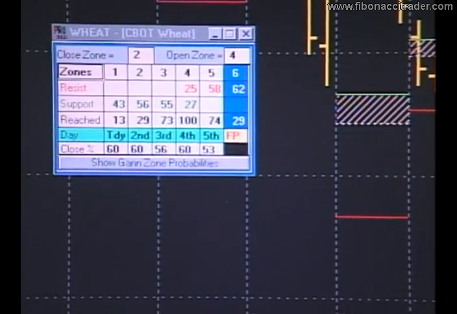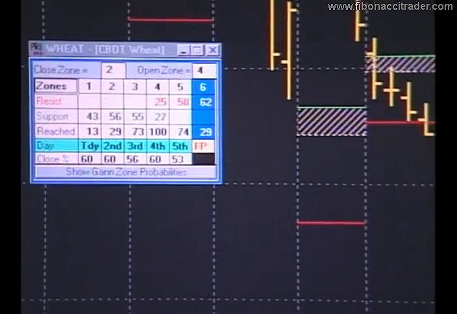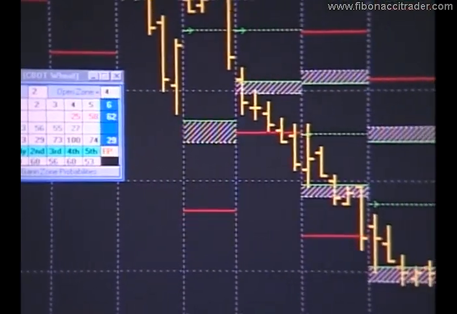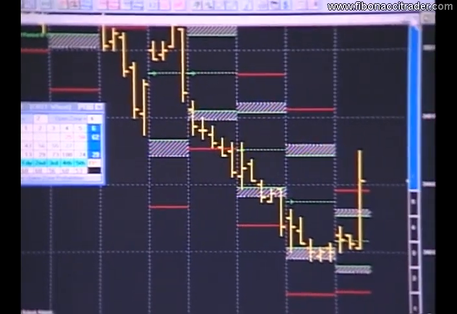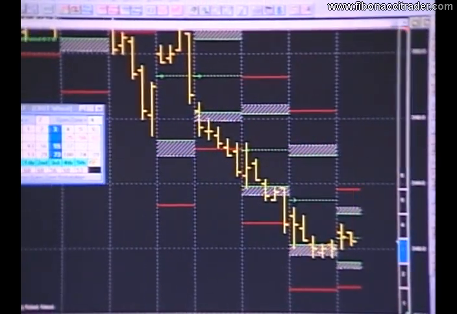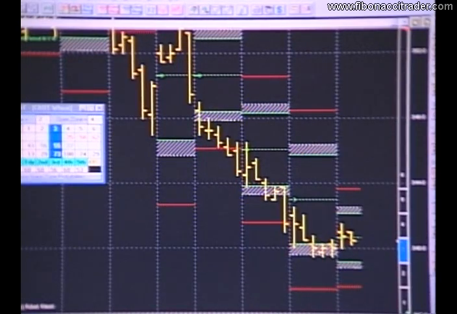If you were waiting for zone number 3 to be hit, on bar number 2, was zone number 3 reached? The answer is yes. So already the promise was starting to be kept. Half the equation was there. Now we have to say, okay, is it going to reach zone number 5? And my goodness, it certainly did.